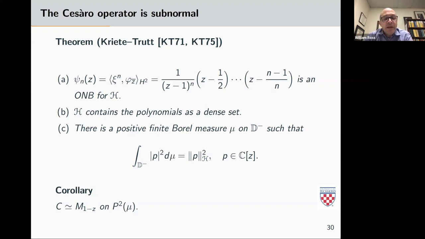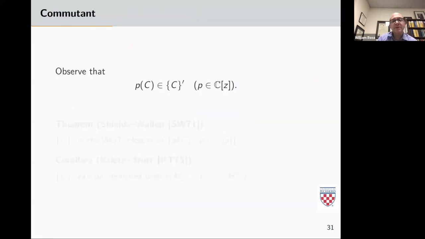Multiplication by 1 minus z on L2 of any measure in the plane is certainly a normal operator. You can just write down the adjoint as multiplication by 1 minus z bar. So that's a normal operator. Therefore, multiplication by 1 minus z on P2 has a normal extension. So if multiplication by 1 minus z is subnormal, so is C. A couple little tidbits here.